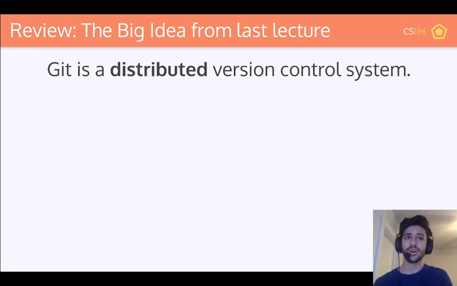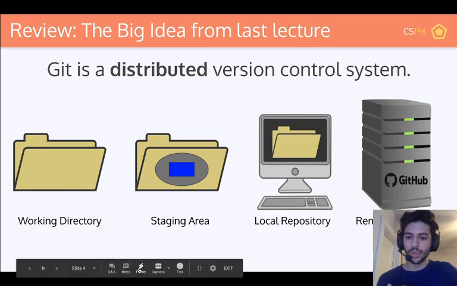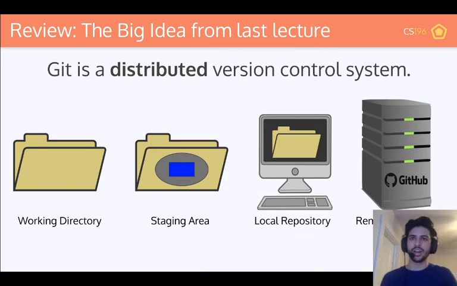We talked about how Git is a distributed version control system. So what does that mean? We talked about how there are 4 different environments. We have the working directory, the staging area, the local repository, and the remote repository. My camera is blocking the one on the right, but by now you should know what it is.